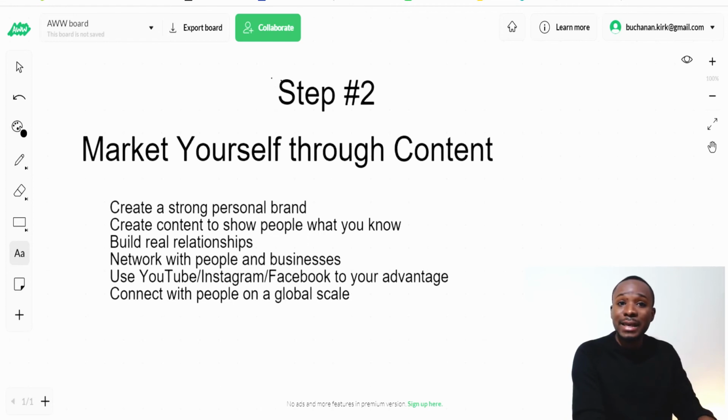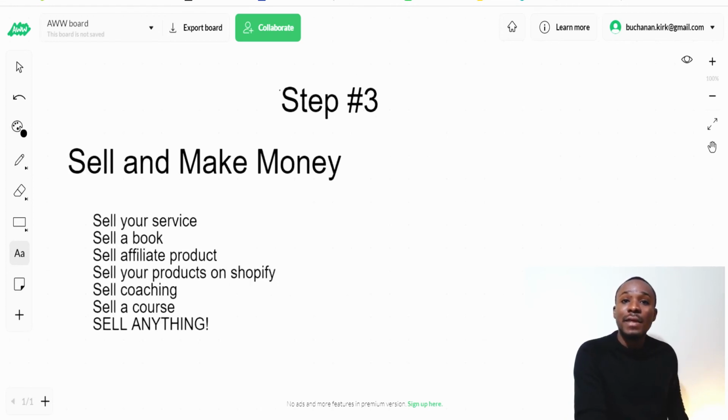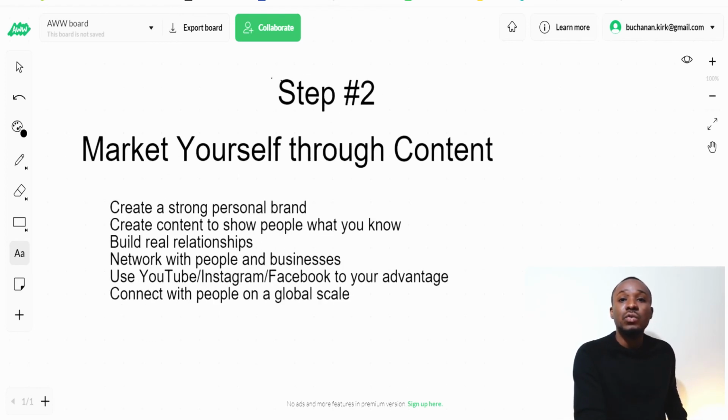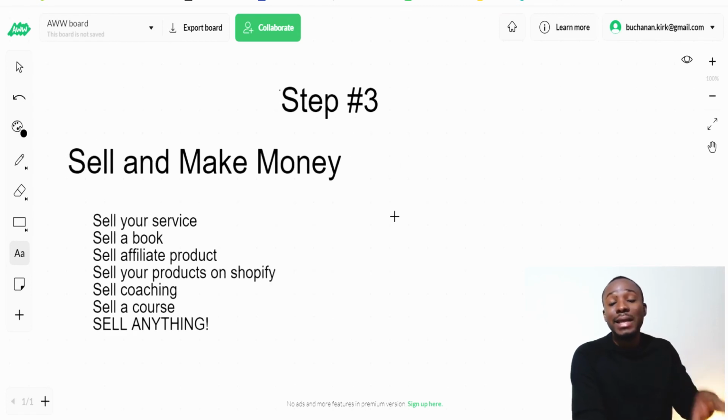So once you have that skill and you have been marketing yourself, then you can actually sell a product. You could sell your service. You could sell a book, you could sell affiliate products, you could sell your own products on e-commerce such as Shopify, WooCommerce, eBay, Amazon, wherever. So make sure you learn how to sell and figure out exactly what you can sell and want to sell based on your skill set. You could sell a coaching program, you could sell courses, you could basically sell anything, but you have to get step 1 and step 2 right before you can actually start selling to start making money.